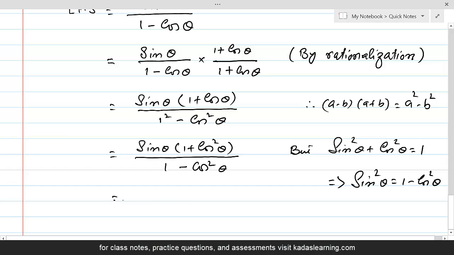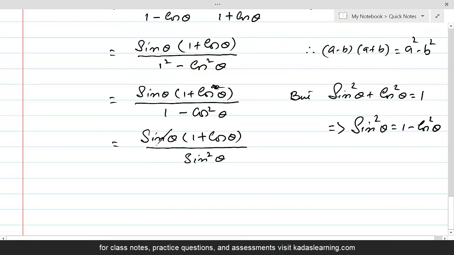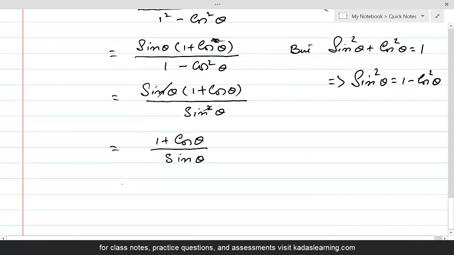So this will become equal to sine theta into 1 plus cos, this is not a square, this is simply 1 plus cos theta over, this is sine square theta. And now we can simply cancel this square with this sine theta, and what we have is 1 plus cos theta over sine theta, and probably this is what we wanted to prove. Yes, that's the right hand side.